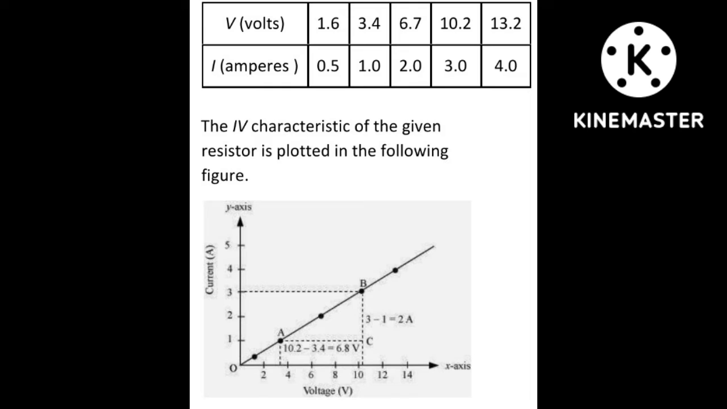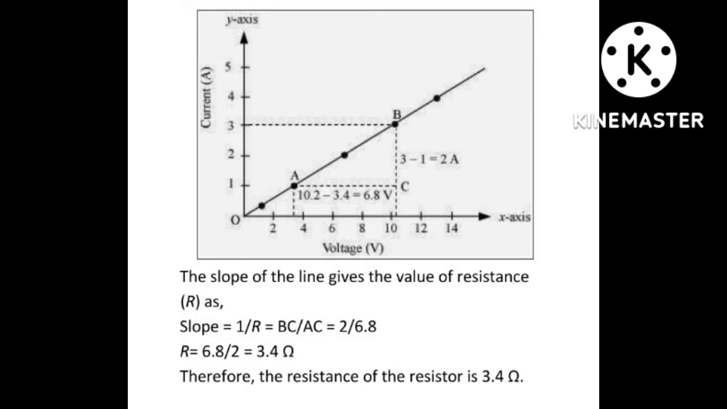For marking the first point, we have to take 1.6 along the x-axis and 0.5 along the y-axis. Then we will get a point like that, then 3.4 and 1. The corresponding readings we will mark, and we will get a straight line passing through the origin.